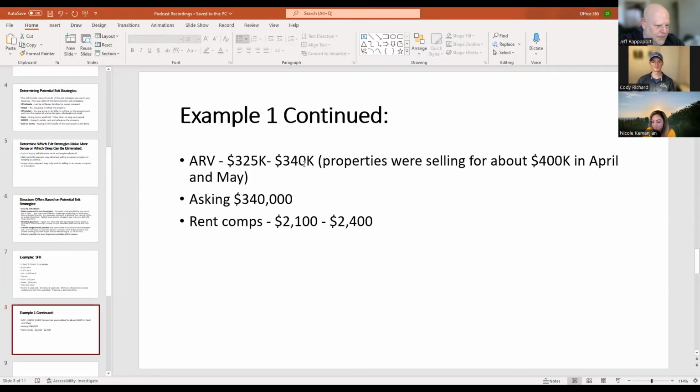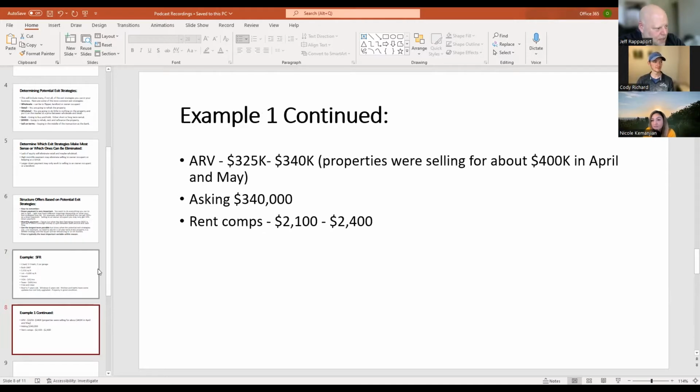Here's what's really interesting about this lead: when I looked at some comps, this property would probably sell for around $400,000 like 4 months ago. And they have it for sale by owner for $340 now. And so I think the ARV is probably $325 to $350 right now, somewhere in there. And the rent comps are good. And yes, it is in Texas. So we've got 2,100 to 2,400.